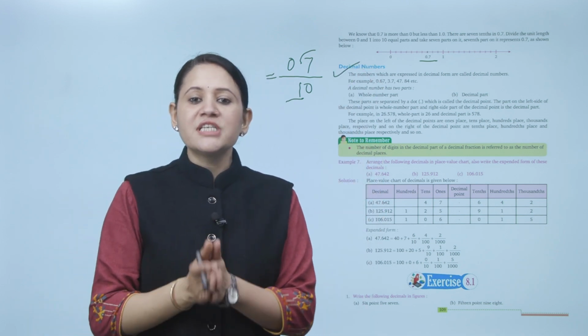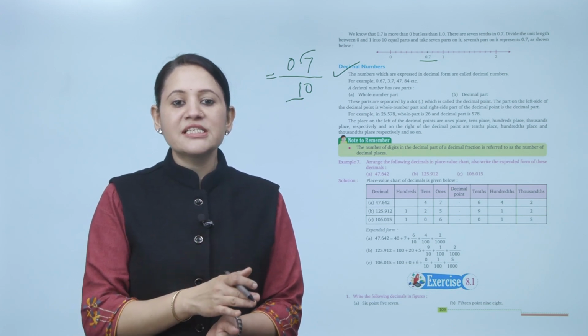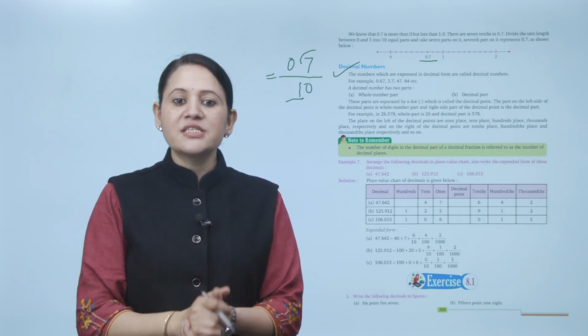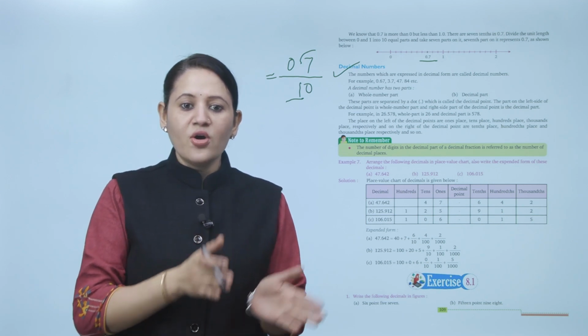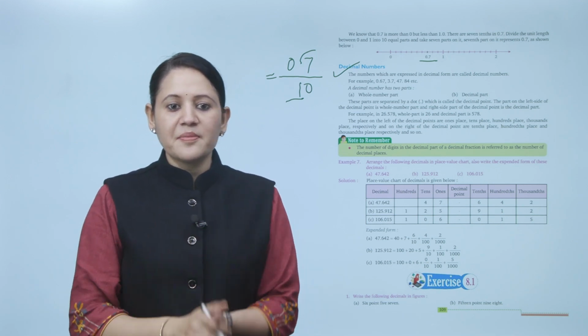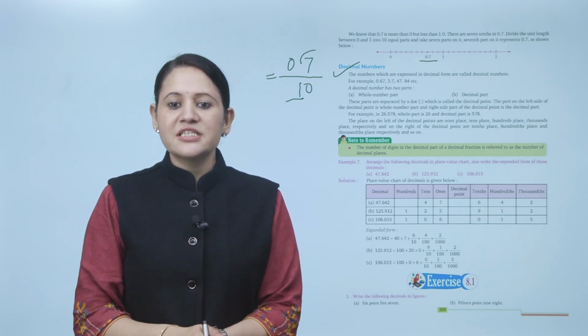The numbers which are expressed in decimal forms are called decimal numbers. For example, 0.67, 3.7, 47.84, etc. A decimal number has two parts, whole number part and a decimal part. These parts are separated by a dot which is called the decimal point.